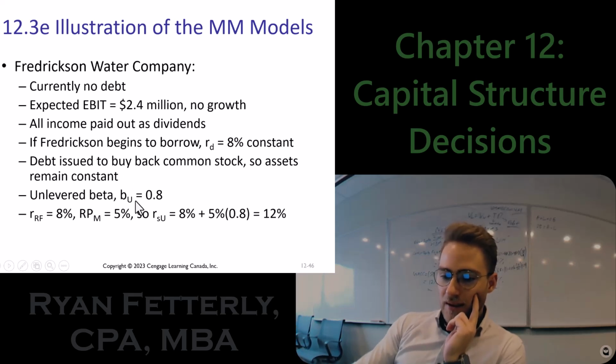And unlevered beta is going to be 0.8, right? So with everything factored in, they give me the risk-free rate.